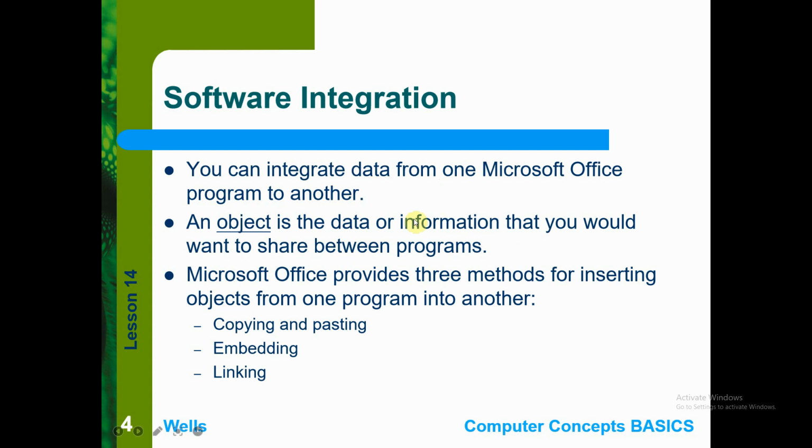So when you say the object, that is the data or information that you want to share between programs. Then we have three methods for inserting these objects in Microsoft Office from one program to another, and these are copying, pasting, embedding, and linking.